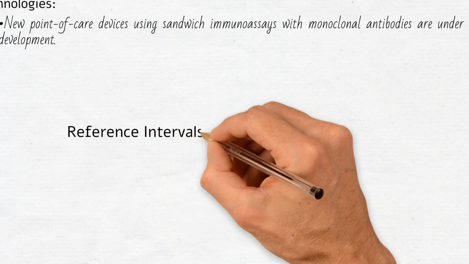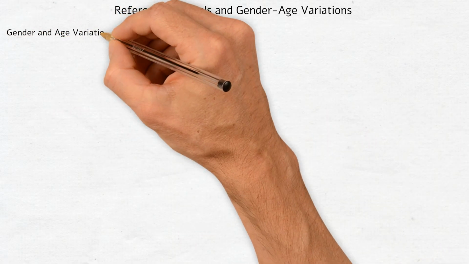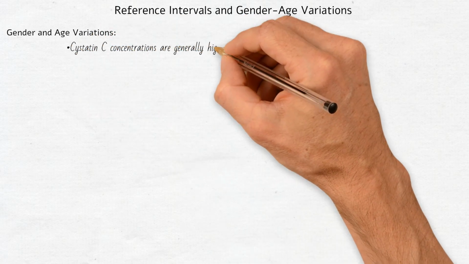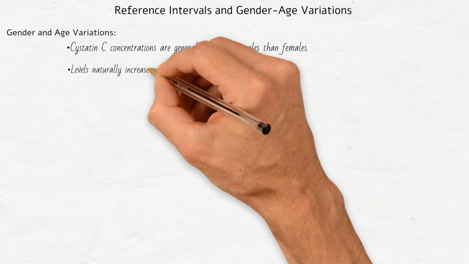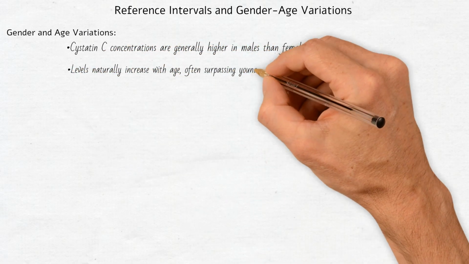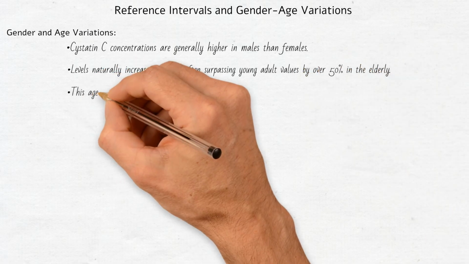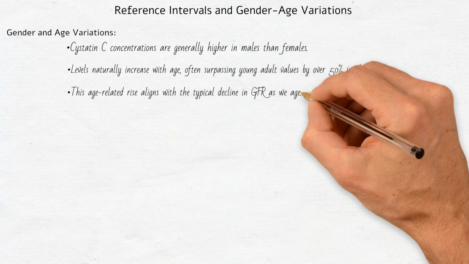Reference intervals and gender-age variations. Gender and age variations. Cystatin C concentrations are generally higher in males than females. Levels naturally increase with age, often surpassing young adult values by over 50% in the elderly. This age-related rise aligns with the typical decline in GFR as we age.